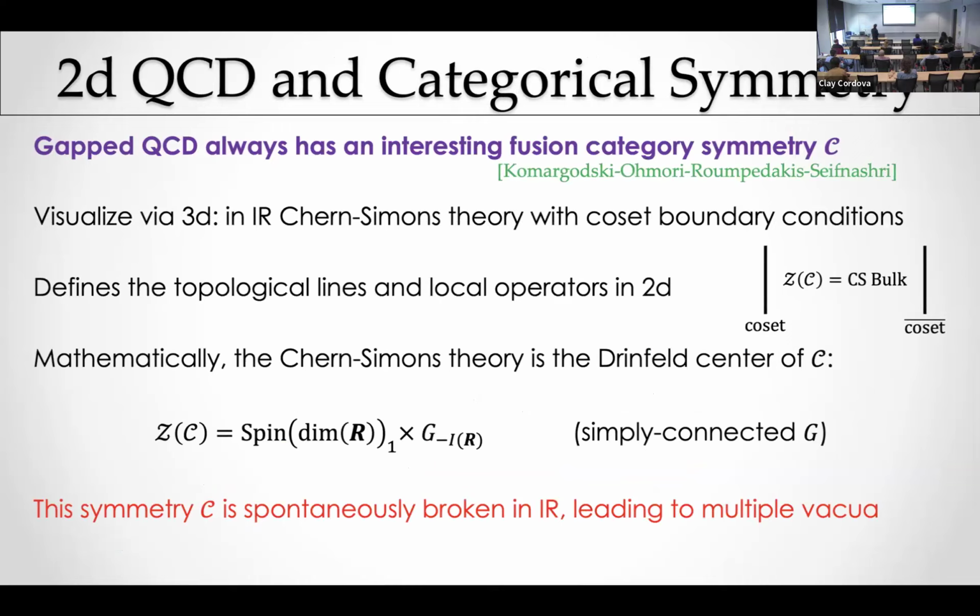One interesting point here is that gapped QCD always has an interesting fusion category symmetry. Never the trivial symmetry, always some interesting fusion category to study. Okay, and I've written some discussion here using 2+1D Chern-Simons theory to tell you what this fusion category symmetry is. It's not super important, but this is how you work out a priori what the symmetry is given any particular set of fermions and gauge group. So that's a useful tool using 3D TQFTs.